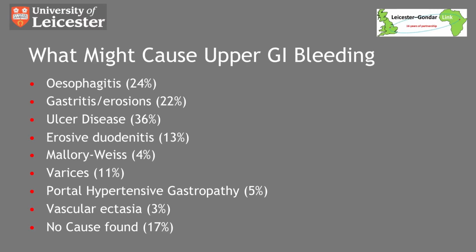This slide shows the endoscopic findings of patients who presented with upper GI bleeding during the UK National Upper GI Bleed Audit in 2007. Not all of these will be the cause of the bleed, but it's worth noting that ulcers were found in 36% of patients and varices in 11%. The incidence of varices had increased from 4% only 10 years previously, and it's likely to continue to increase.